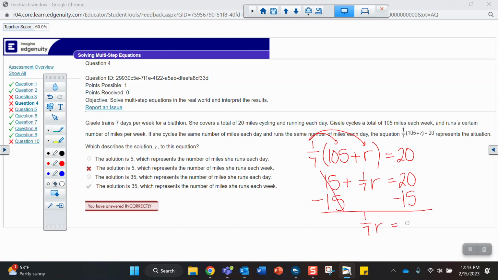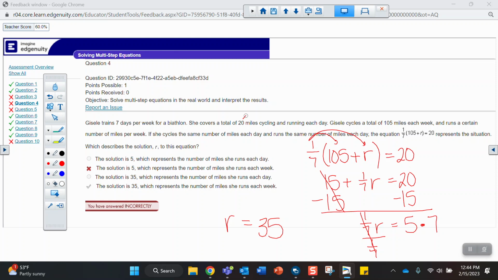1/7 R equals 5. And now we need to divide by a 7th. Dividing by a 7th is the same as multiplying by the reciprocal. So R equals 35. Right? If she's running and cycling 20 miles a day, there's lots of ways to actually figure this out.